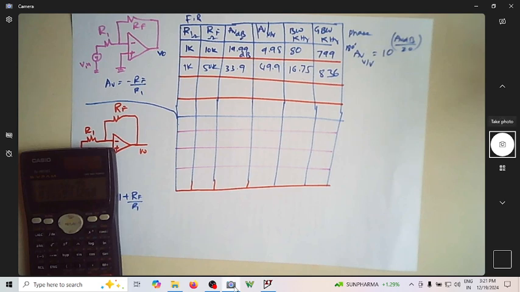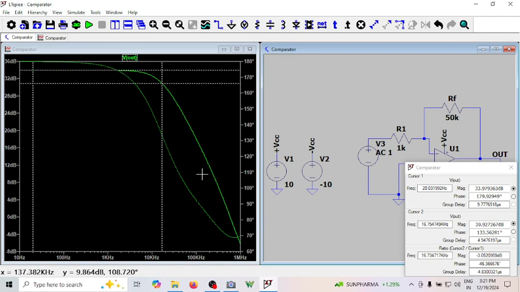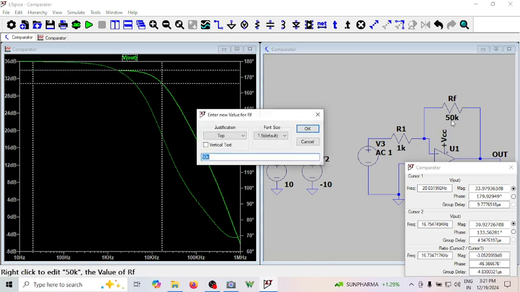You can also find the phase of it. The phase is almost the same, 179.9 degrees, which is equal to 180 degrees. Let me change this to 10K and 1K. Now I'll make this 1K and make this 10K.